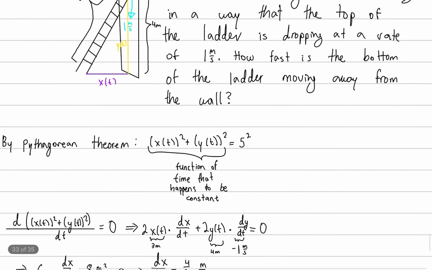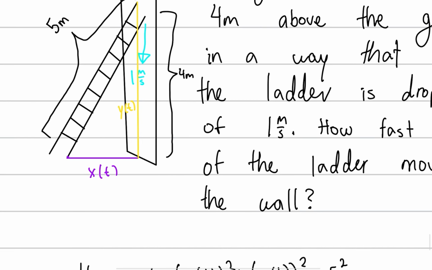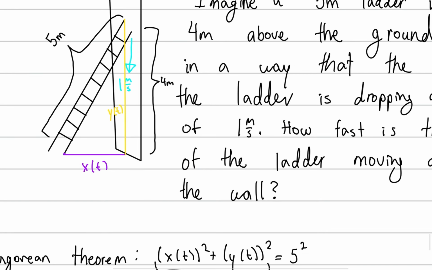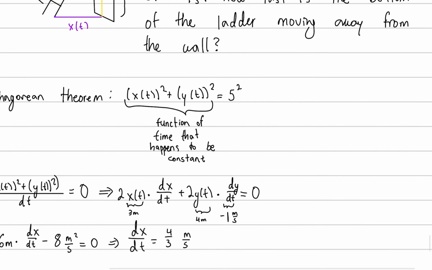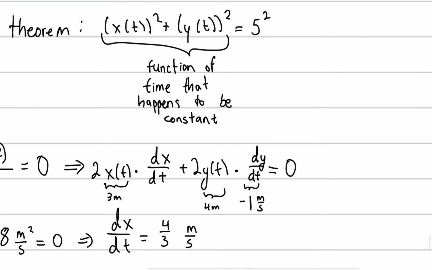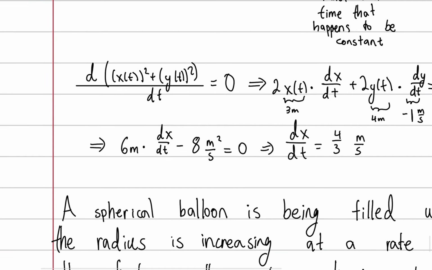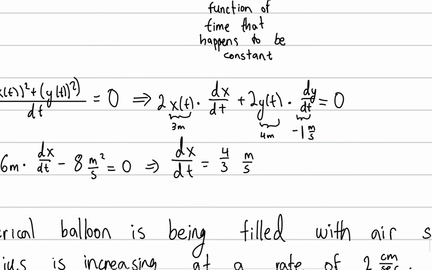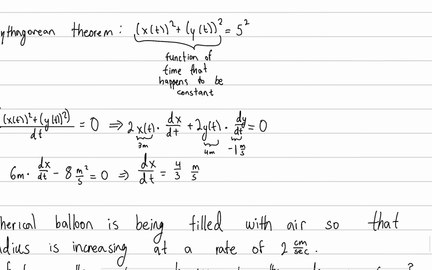And dy dt is negative 1 meter per second, because the rate is negative since the height is going down, and it's given as 1 meter per second. So now we have an equation with really only a single variable, dx dt. We can solve for dx dt and we end up getting dx dt is 4/3 meters per second.